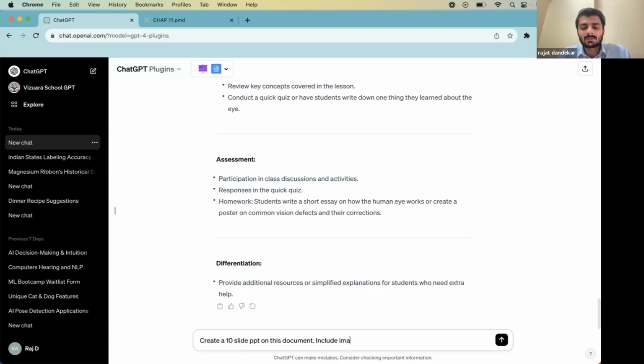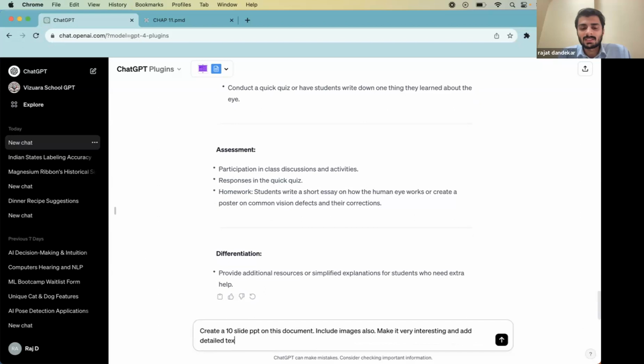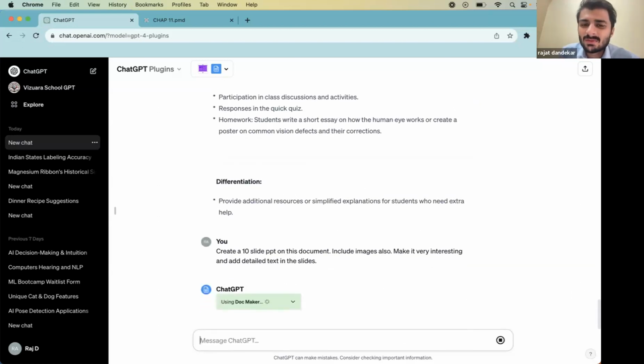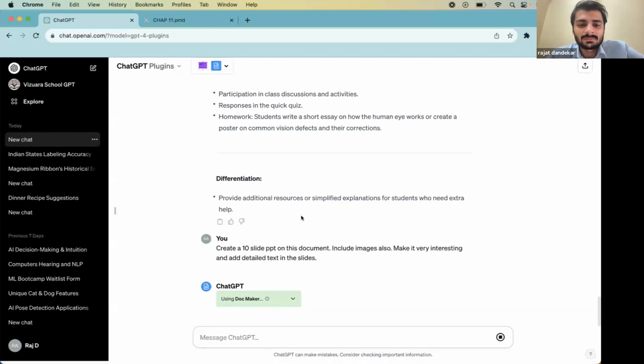include images also. Make it very interesting and add detailed text in the slides. Sometimes we have seen that students are not engaged with the typical lesson plan. So they are more engaged if you show a great PowerPoint presentation. So now what it does is that first it uses DocMaker and then it will use the slide maker also to create a PowerPoint presentation.